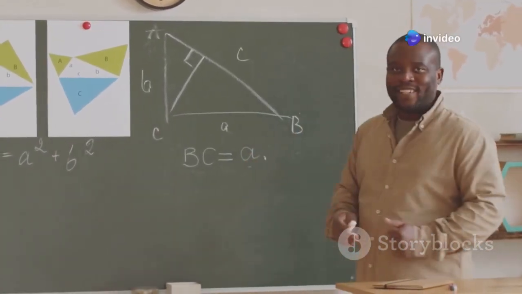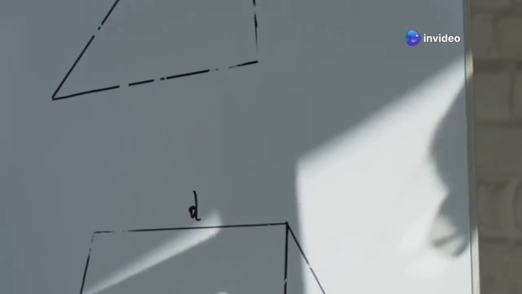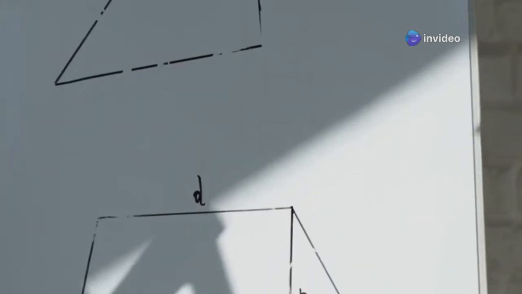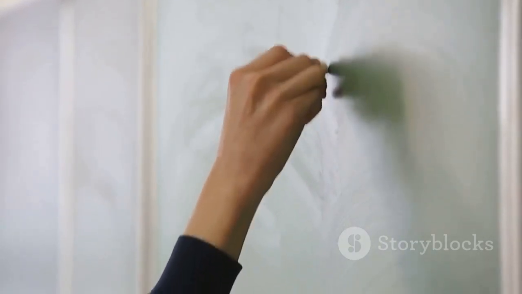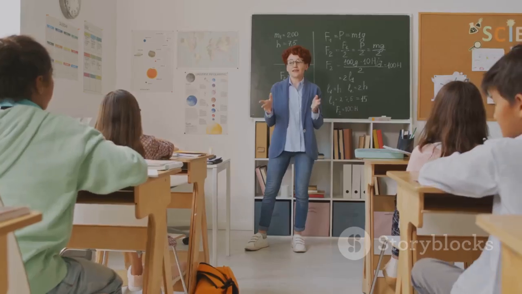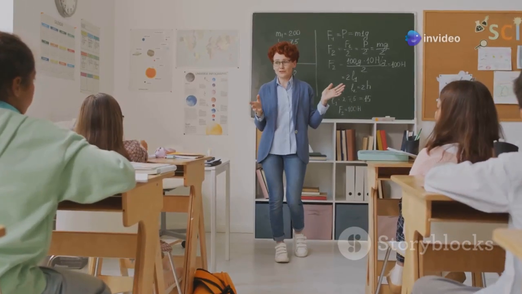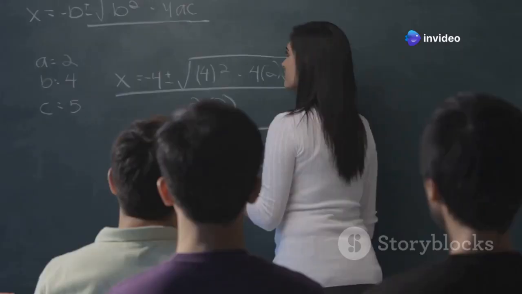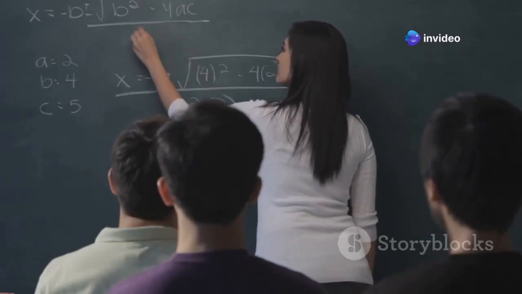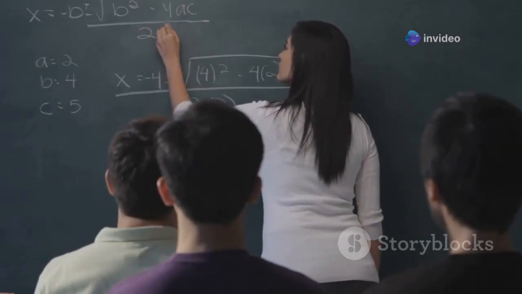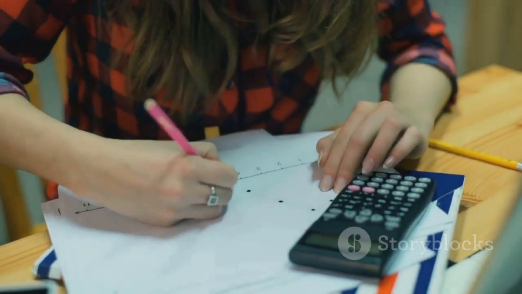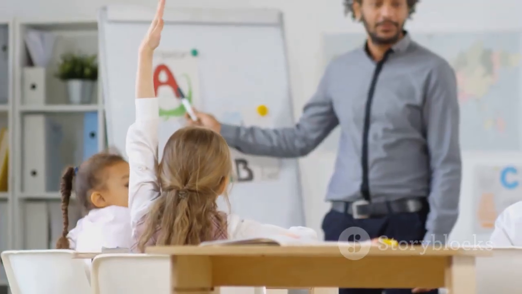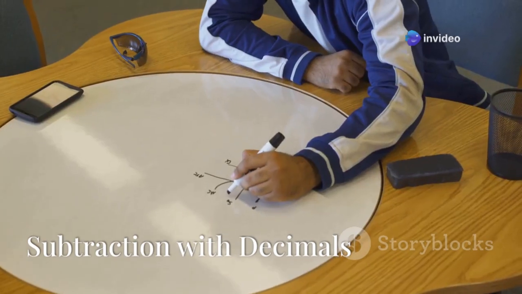Let's shift gears and delve into the world of geometry with area calculations. Suppose we have a rectangle with an area of 50 square meters and a length of 10 meters. What is the width of the rectangle? Remember, the area of a rectangle is found by multiplying its length and width. Area equals length times width. Plugging in our values, we get width equals 50 square meters divided by 10 meters, which is 5 meters. Therefore, the width of the rectangle is 5 meters.